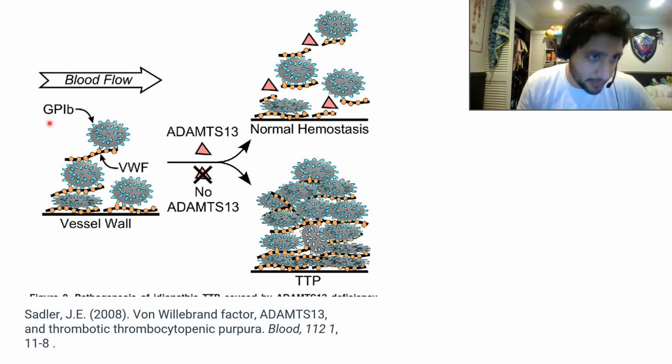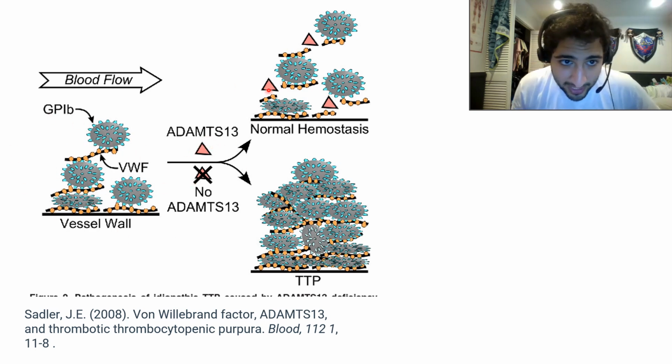So you can see here, there's a glycoprotein 1b receptor, von Willebrand factor, platelet, et cetera. You see, stuff's going on. In the presence of the protease, you can see that these von Willebrand factor multimers are well structured. They're organized. They're laid out very neatly.